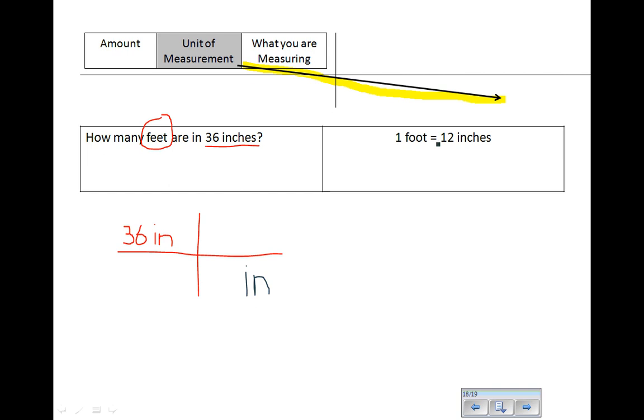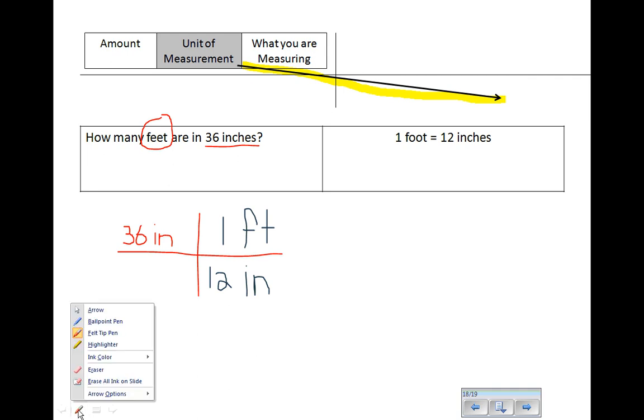So we look up here and see if we have an equality between inches and feet. We do. So we can convert inches to feet. So we put this up here. And then we fill in the numbers accordingly. We know that 1 foot is equal to 12 inches. So now we have the unit of measurement that we're converting to up top. All right, we can go ahead and solve the problem.